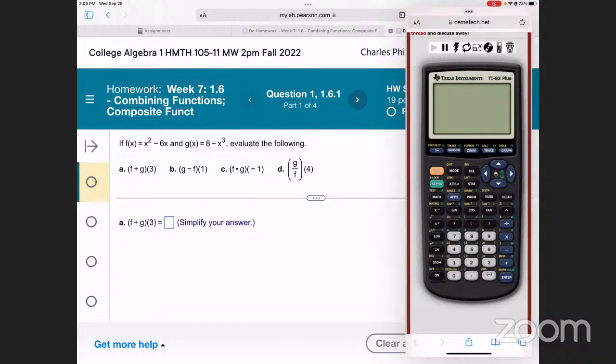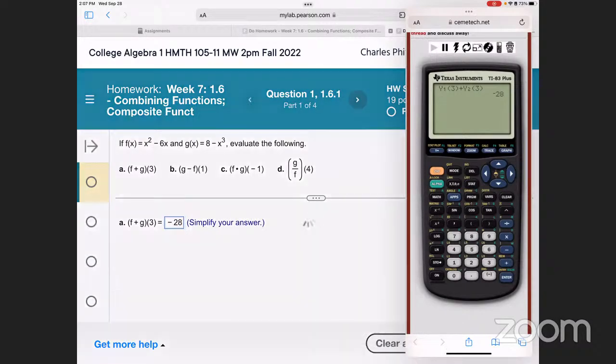If I go to my y equals, this is a TI-83 Plus. My f is x squared minus 6x, and my g is 8 minus x cubed. I'll let y1 be my f and y2 be my g. Then I go back to my home screen. For part A, if they want f plus g of 3, that means we're doing f of 3 plus g of 3. So I call on the function I just put in. My f was the first one, f of 3, plus then I call on the second one, y2, because that's where we put g. It should spit out our result, negative 28.